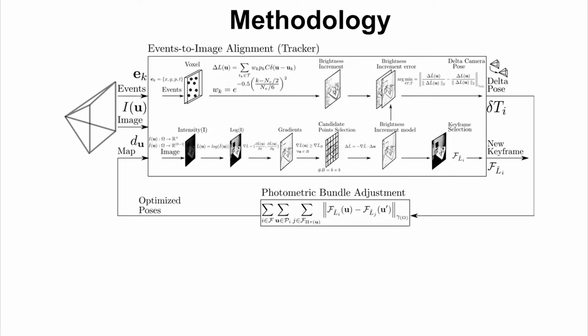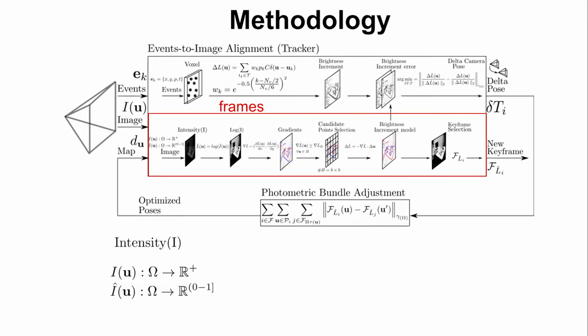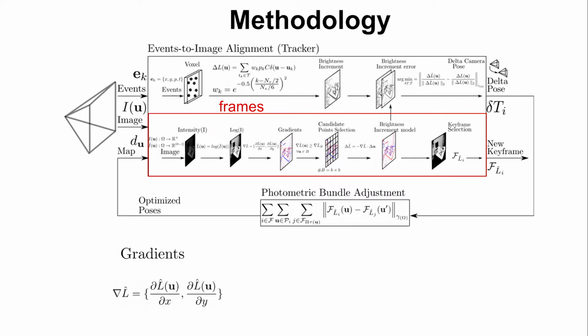We assume a camera, shown here on the left, that provides synchronized events and frames on a common image plane. The frames are processed by using the grayscale values in the logarithm of the intensity, L hat. Afterward, the gradient in x and y direction is computed using the Sobel operator, and a set of sparse pixels is selected based on the gradient magnitude.